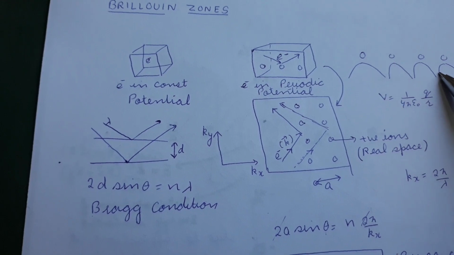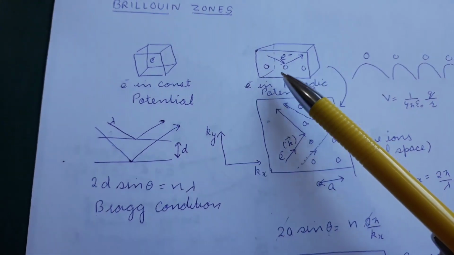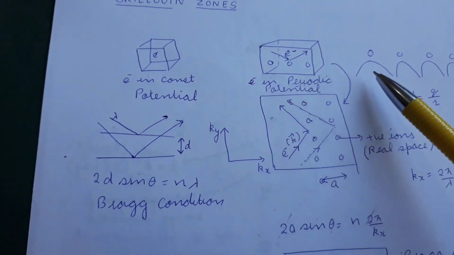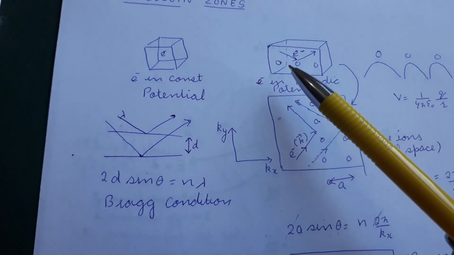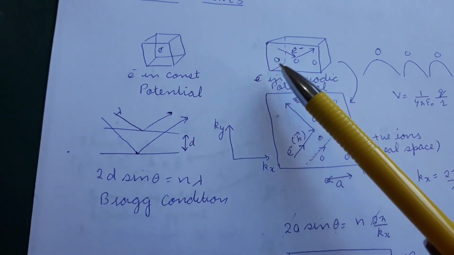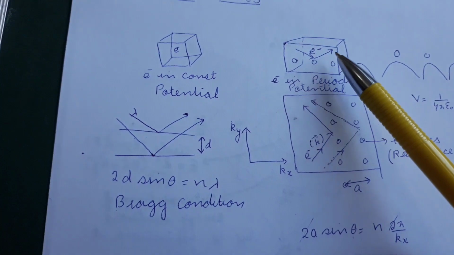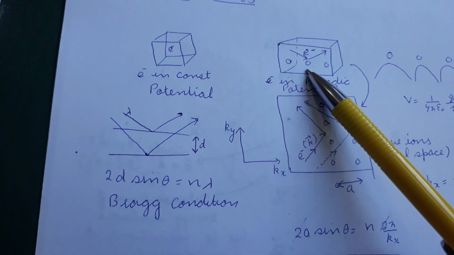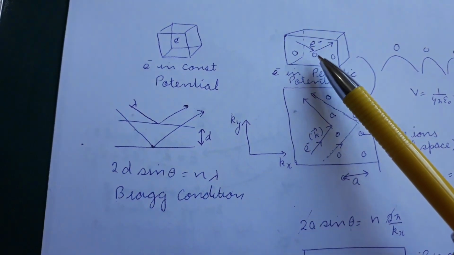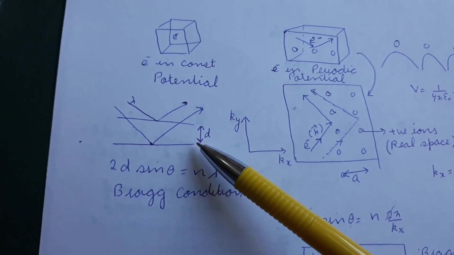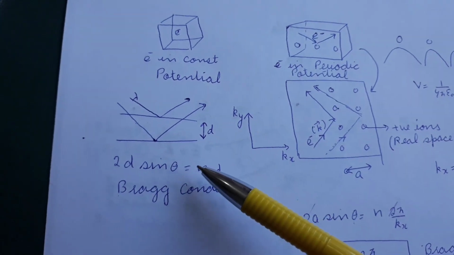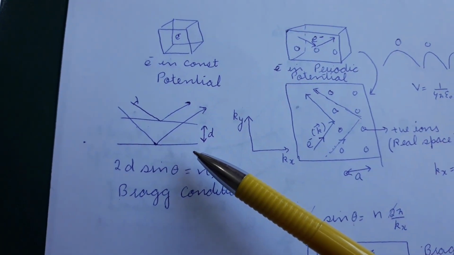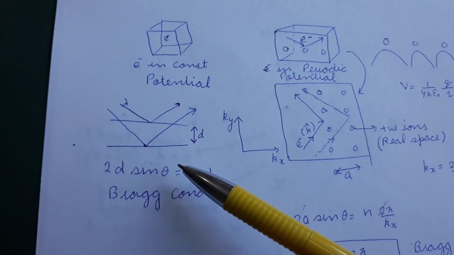Because of this periodic arrangement of the ions, which gives a periodic potential automatically, the electron will get diffracted by this periodic arrangement of ions. This diffraction of electrons is similar to the diffraction which we have studied for light or for X-rays, or even for electrons when we are studying diffraction in transmission electron microscopy.